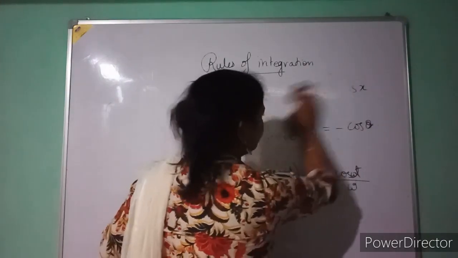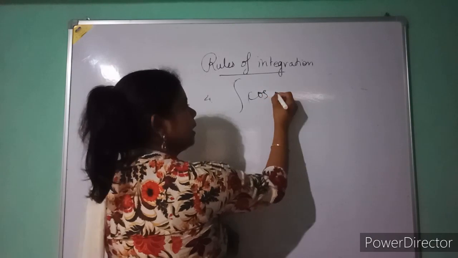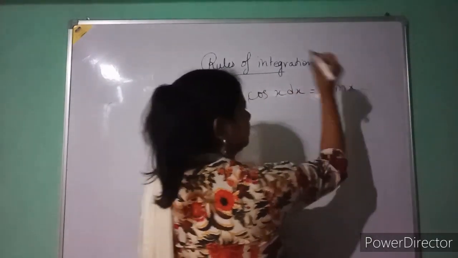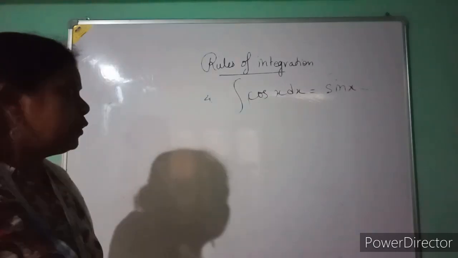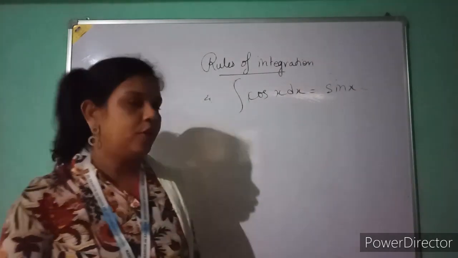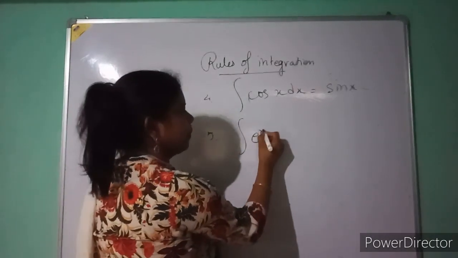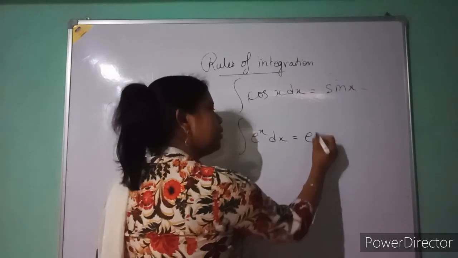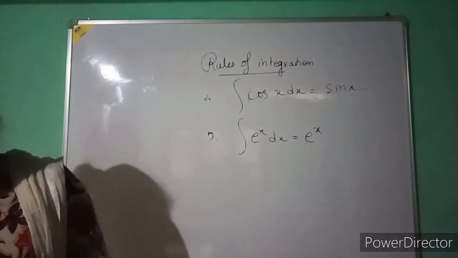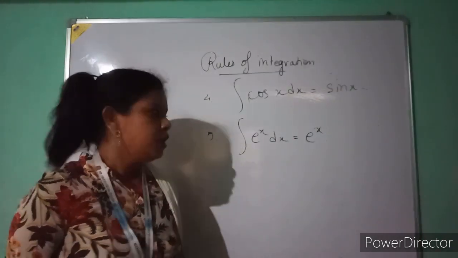The last rule that I will tell you now is cos of x dx. Then it will become plus sin x. Okay, so these are the rules for doing the integration. Lastly, I will tell you integration of e to the power x dx. It will be e to the power x only. Nothing will happen. Okay, so that's all.